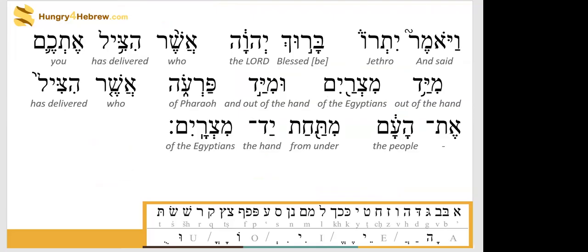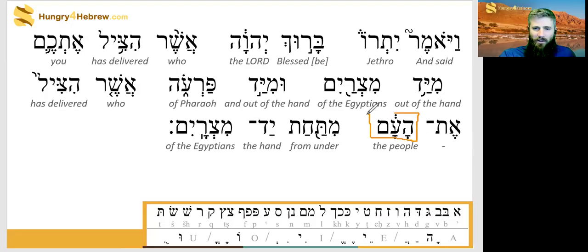Vayomer Yitro: Baruch Adonai asher hitzil etchem miyad Mitzrayim umiyad Paro, asher hitzil et ha'am mitachat yad Mitzrayim.